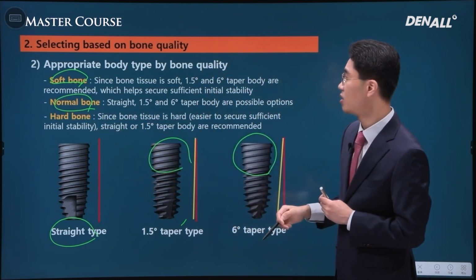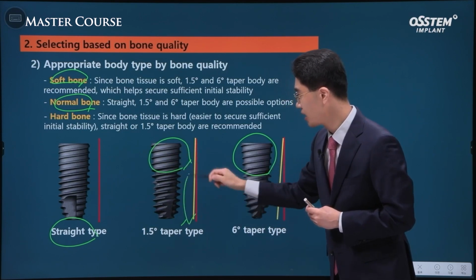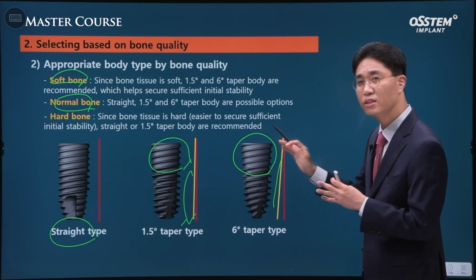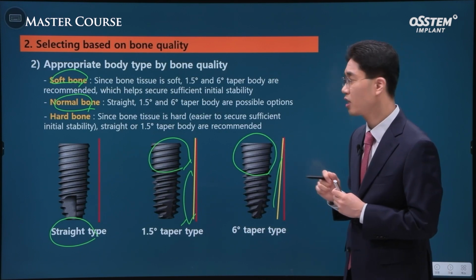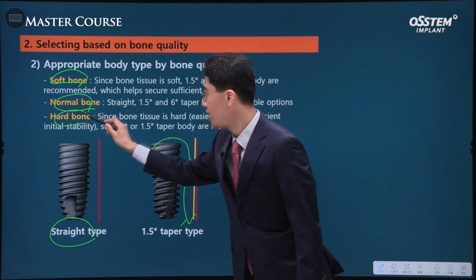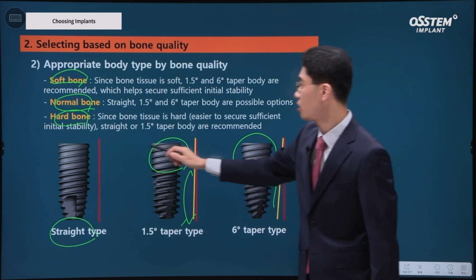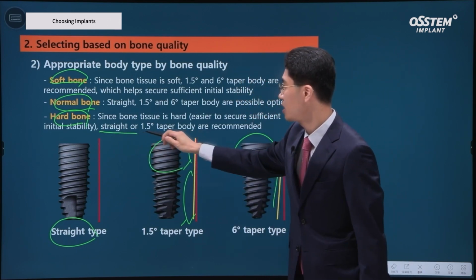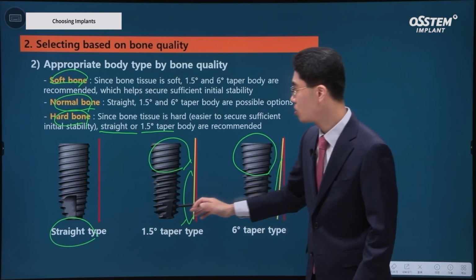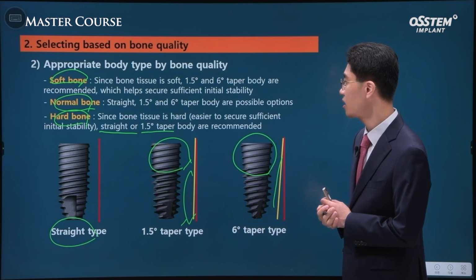If the bone quality is normal bone, it doesn't matter whether you choose a straight body or a 1.5 degree taper or a 6 degree taper. You can choose depending on the situation, and if the bone quality is extremely hard, as shown, a straight or 1.5 degree taper body is recommended. That should be your choice of implant.